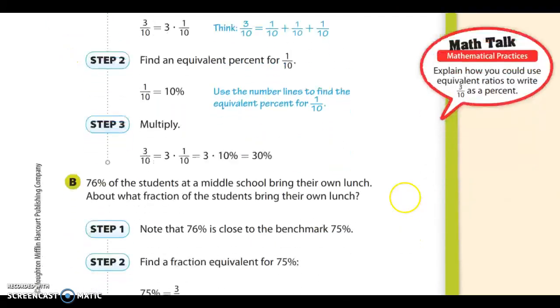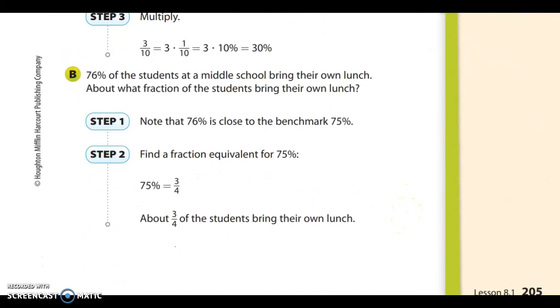Okay. Question B, this is how to estimate. Question B says 76% of the students at a middle school bring their own lunch. It says about what fraction? I want you to notice that the question reads about what fraction. It doesn't say what exactly is the fraction, it says about. You notice that 76% is very close to 75%, and 75% is 3/4. So we don't say exactly 3/4 of the students bring their own lunch, we say about.